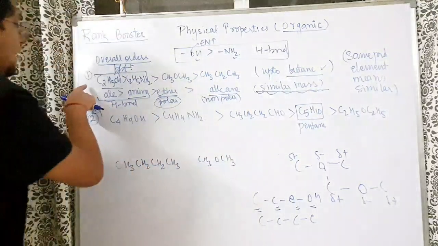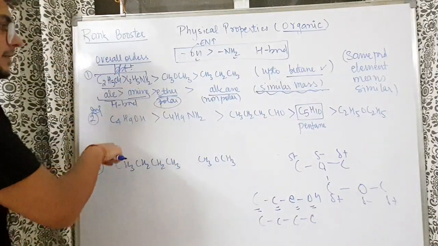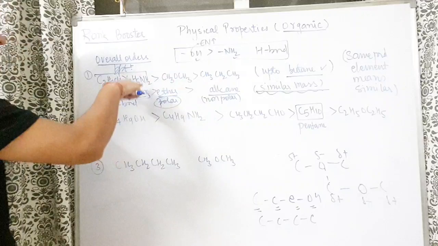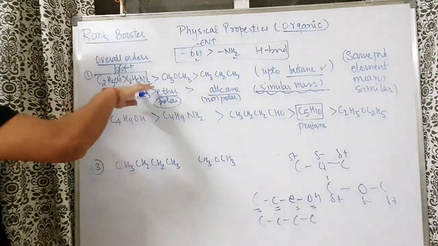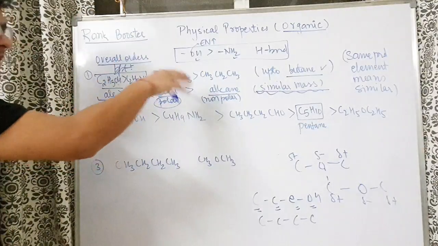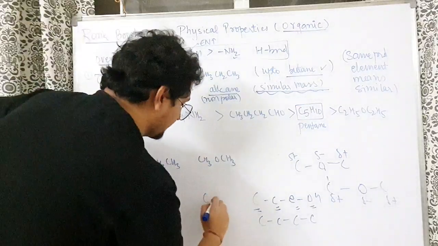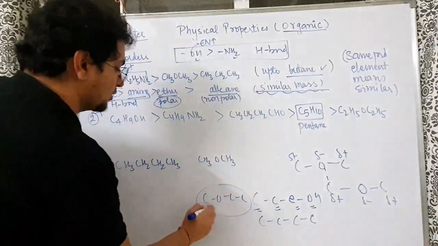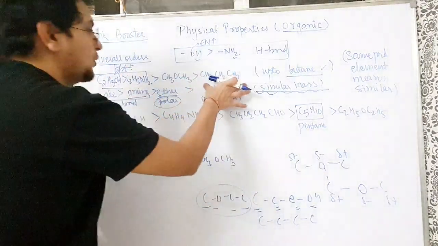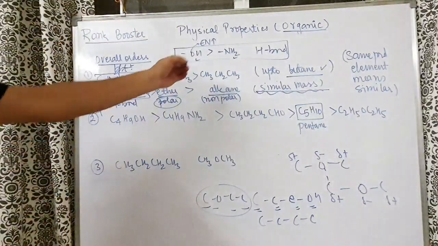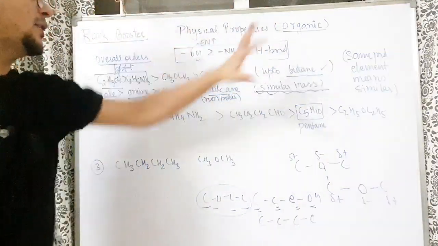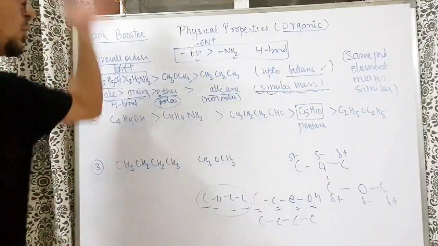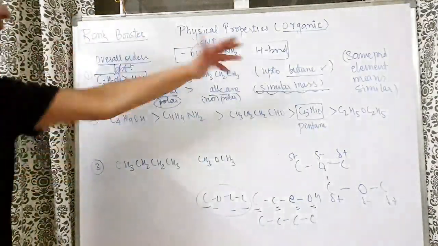Even if I compare propanol, propanamine, methyl ethyl ether, that means methoxyethane, whatever you want to call it, here also 4 elements of the second period are there, and in butane. So up to butane, brilliant, no problem at all. Clearly alcohol more than amine, more than ether, more than alkane, you can directly write because of the hydrogen bonding.